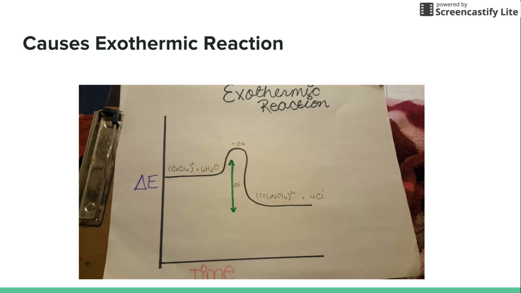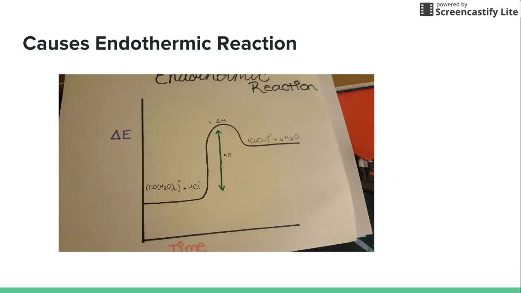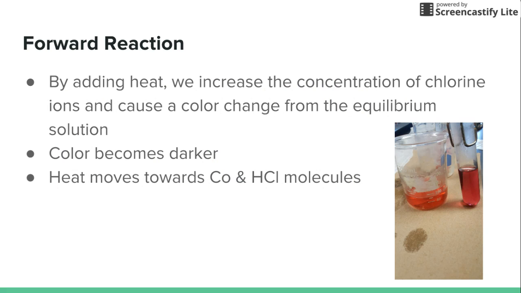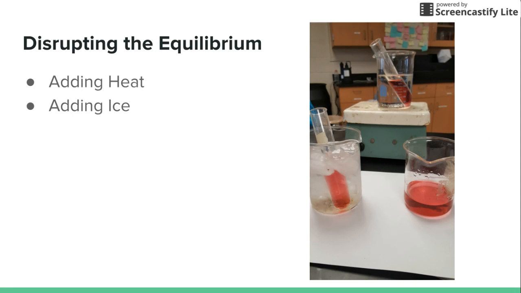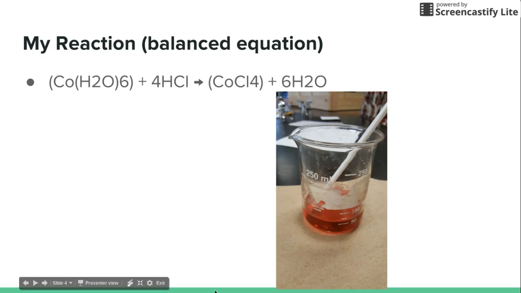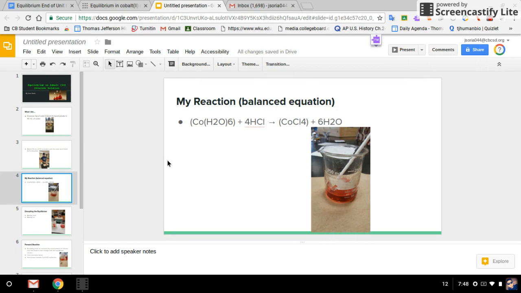So the most common change, as you can see, was the change in colors from the forward and the reverse reaction. And in the forward reaction, by adding heat, you shift it forward, and by adding ice, you shift it backwards. So yeah, that was my experiment.